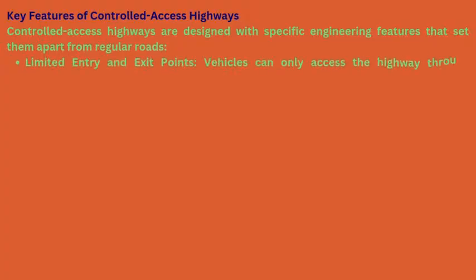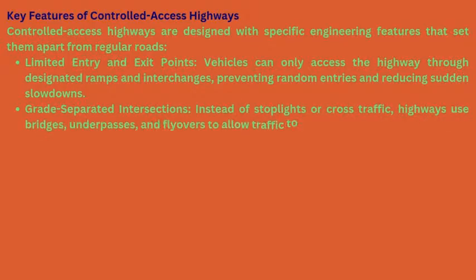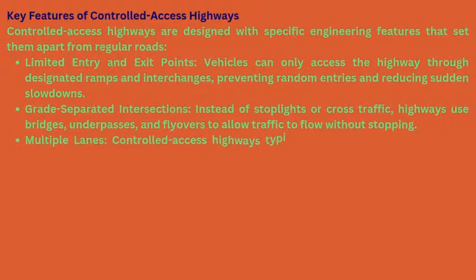Key features of controlled access highways. Controlled access highways are designed with specific engineering features that set them apart from regular roads. A. Limited entry and exit points. Vehicles can only access the highway through designated ramps and interchanges, preventing random entries and reducing sudden slowdowns. B. Grade separated intersections. Instead of stoplights or cross traffic, highways use bridges, underpasses, and flyovers to allow traffic to flow without stopping.